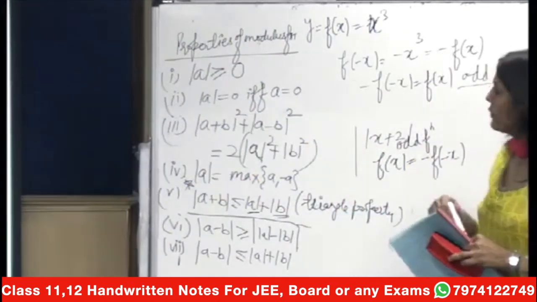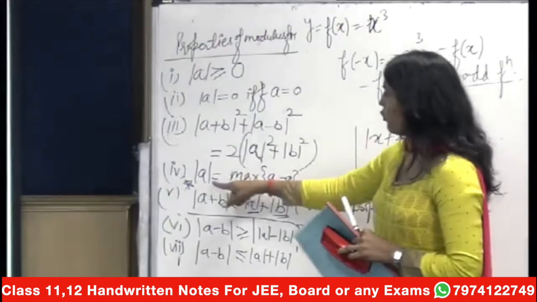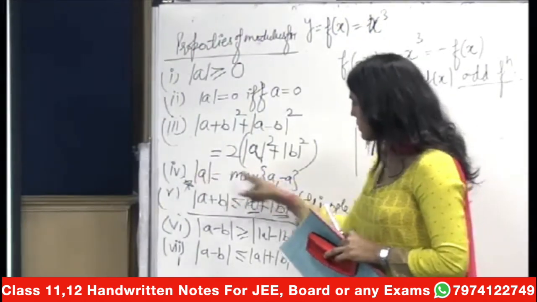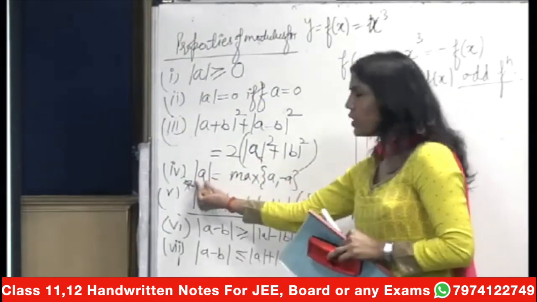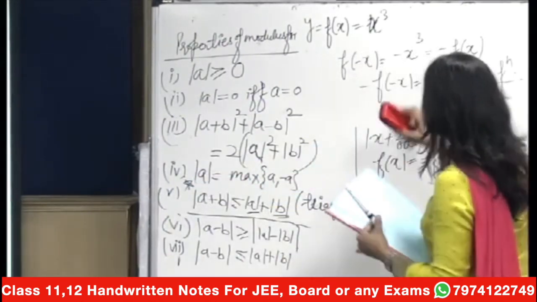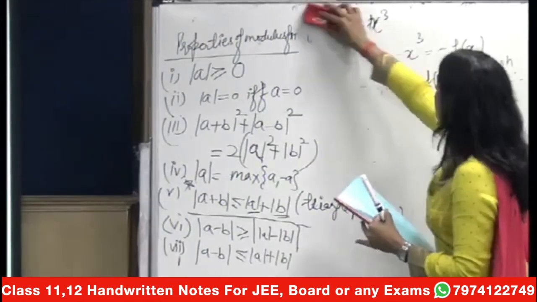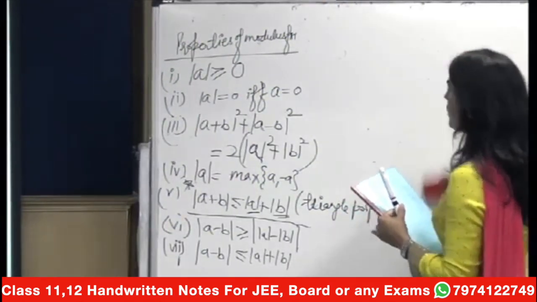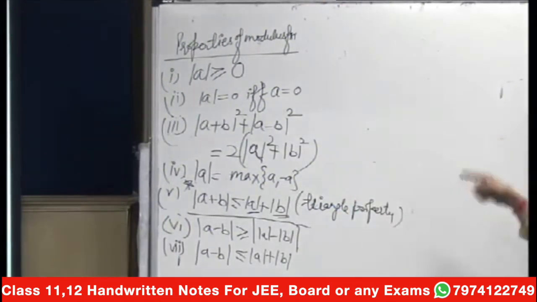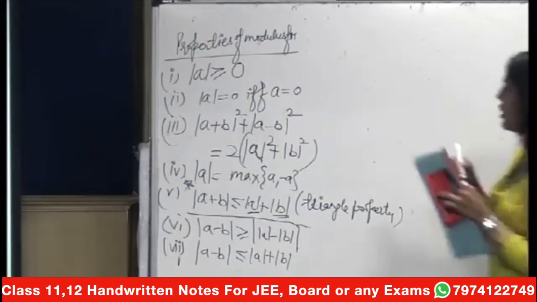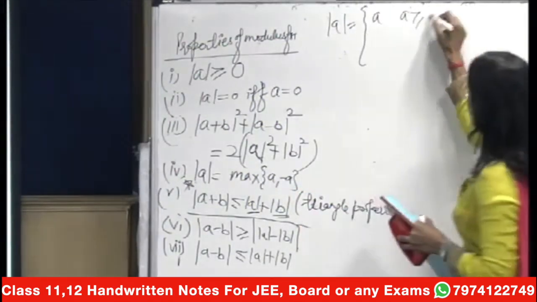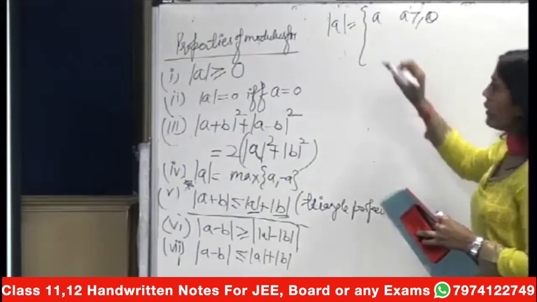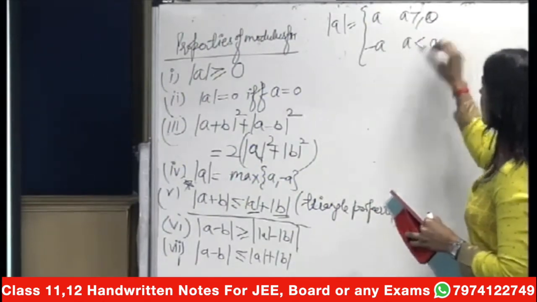Yes. The fourth property is basically the maximum of a and minus a. Whichever will be maximum, this value is always that. Take any number, because these properties hold in general, which means for all real numbers. Now mod a is basically a when a is greater than or equal to 0, and minus a when a is less than or equal to 0.